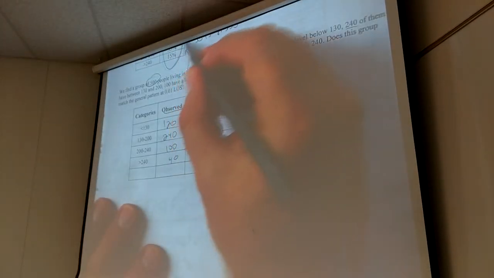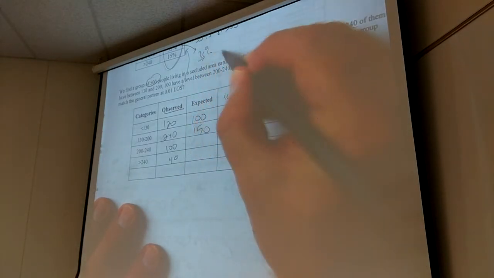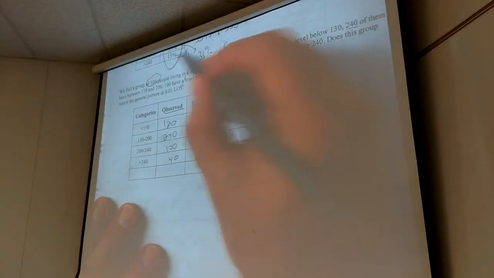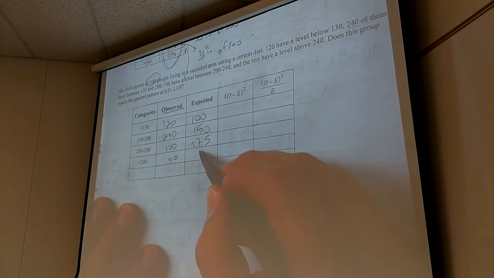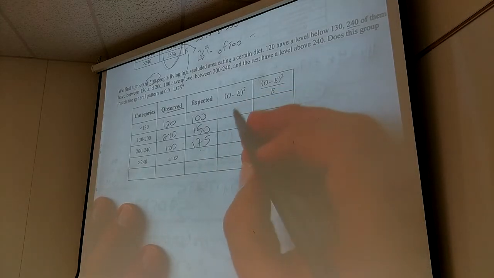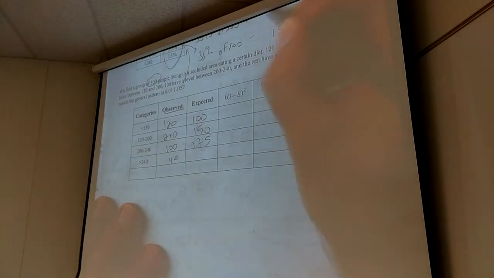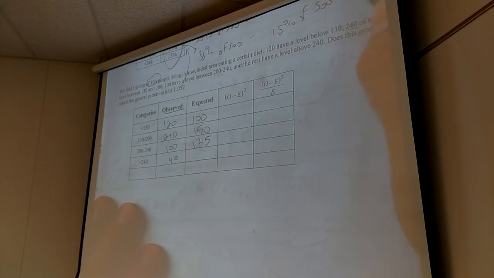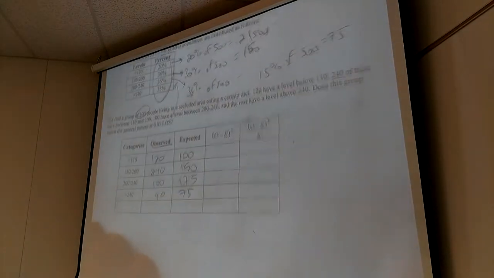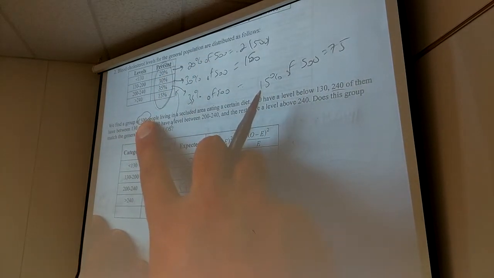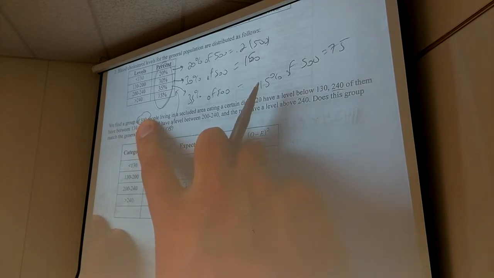So for 200 to 240, it's 35%. What's 35%? Yeah, 175. And then finally, what's 15%? 15% of 500. Is it 75? Why did I put 100 here? That's what's throwing me off. There we go, Jeff. 75. So just do the percentage of the total amount I'm talking about. Does that make sense? That's what a percentage means. So it should make sense.